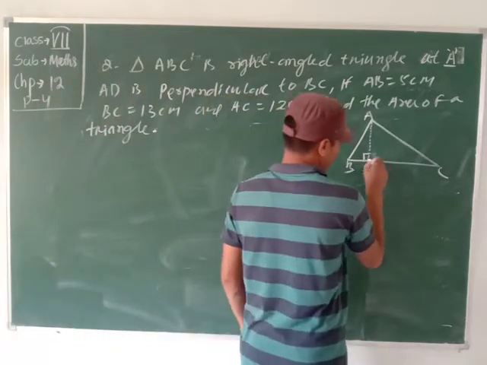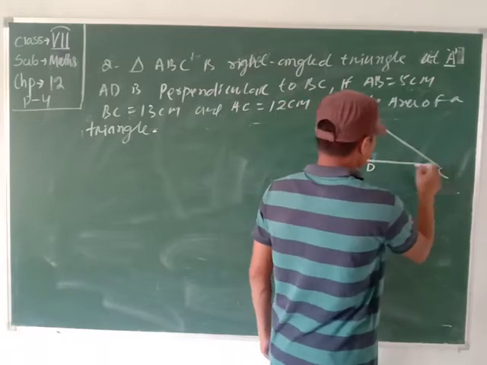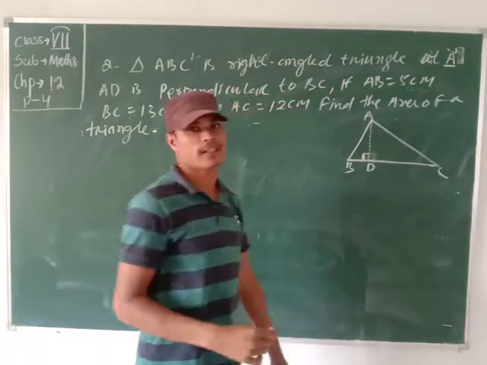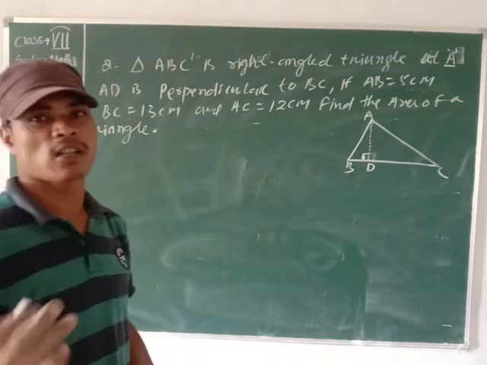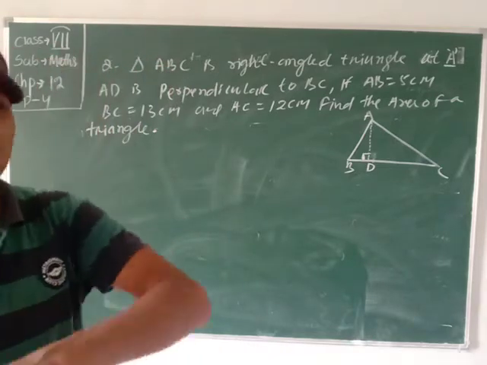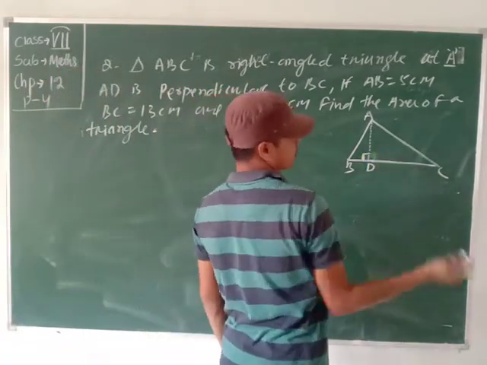Because here AD is perpendicular to BC. Sorry, AD is perpendicular on BC, and here is a straight angle. Straight angle means 180 degrees. If 180 degrees is divided into two parts, that is 90 degrees plus 90 degrees equals 180 degrees. So if one side is 90 degrees, obviously the other side is 90 degrees.